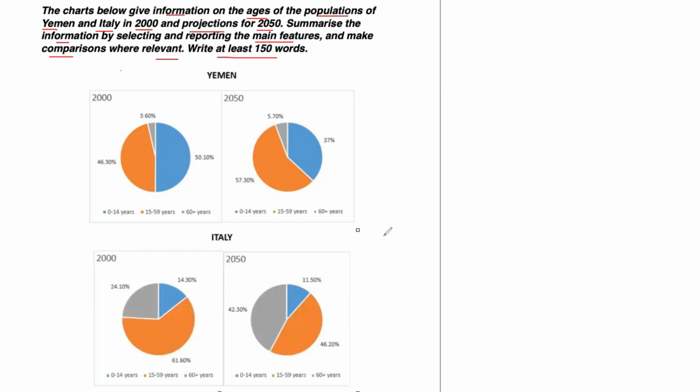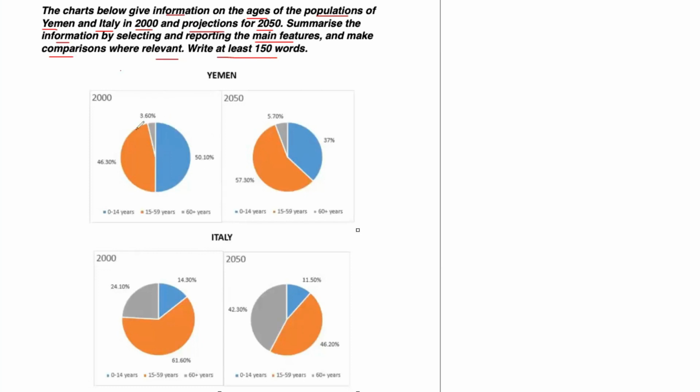So something that you have to practice with this question type is really being concise and understanding what the main features are. You do not want to write every single piece of information here. That's really the main thing. Make sure you are comparing and do not get carried away with analyzing the information. So with that being said, we're going to look at this example, really study these charts.